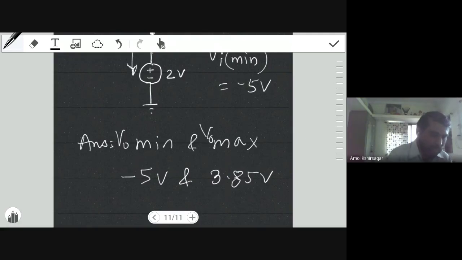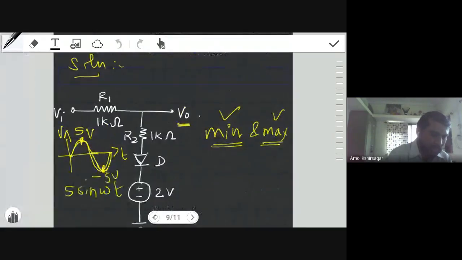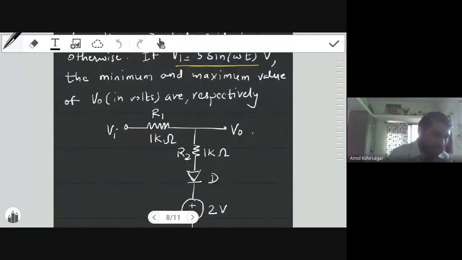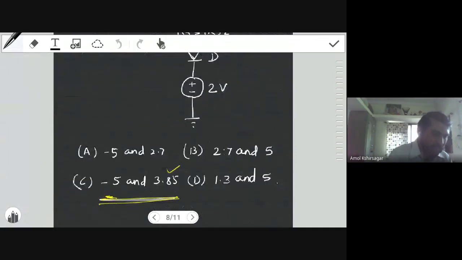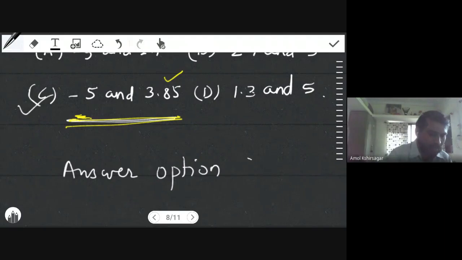So if we go back and see, here you can see that option C is our correct answer. So the answer is option C.